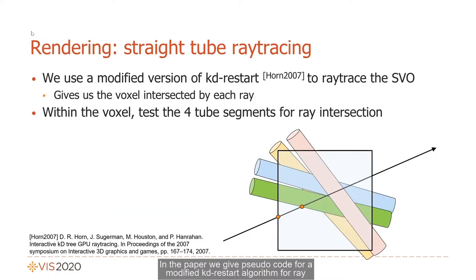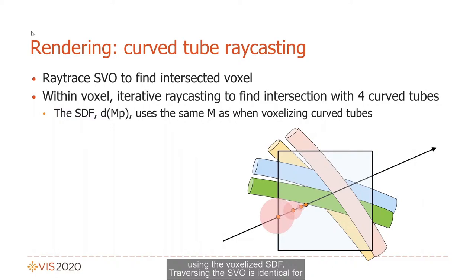In the paper, we give pseudocode for a modified KD restart algorithm for ray tracing the SVO, which we implement in fragment shader code. When we find a leaf node intersected by the ray, we test voxel contents for intersection using an analytic expression for the ray tube intersection point. The intersection point is then shaded using the voxelized SDF. Traversing the SVO is identical for curved tubes.